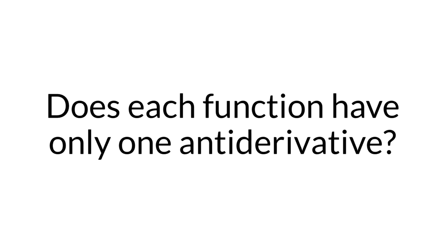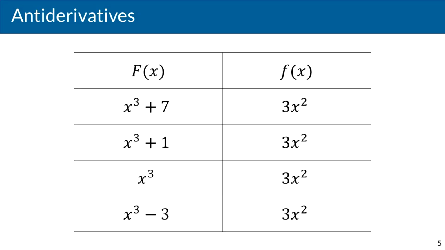When we determine the derivative of a function, there's typically only one possible derivative. So we have to ask ourselves the same question going the other way. Does each function have only one antiderivative? We can see with one example that the answer to that question is no. There is not only one antiderivative for a function, there could be infinitely many antiderivatives.